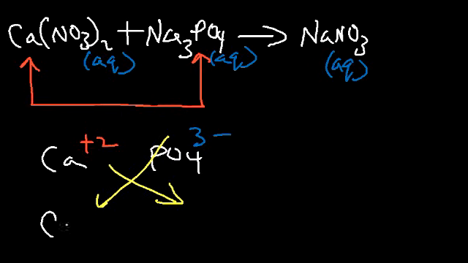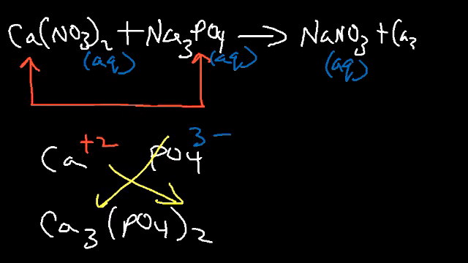So to write the formula, it's Ca3(PO4)2. And phosphates are generally insoluble. The exceptions are the alkali metals, and calcium is not one of them. So this is a solid. Anytime you mix two aqueous solutions, and if you get a solid, it's a precipitation reaction.